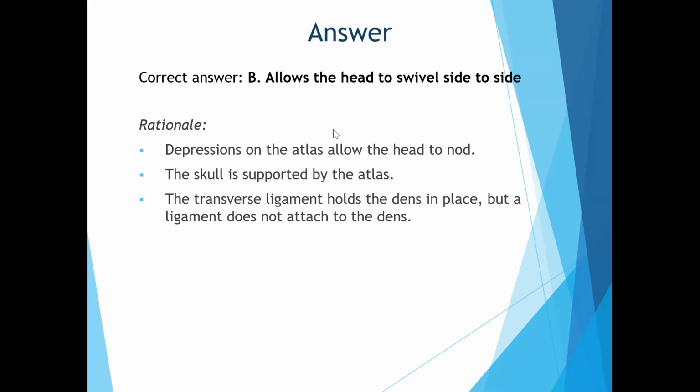The skull itself is supported by the atlas. Remember, T is before X. So skull, then atlas, then axis. And we talked about that transverse ligament that holds the dens in place. It is important for the structural integrity, but it doesn't actually attach to the dens itself.